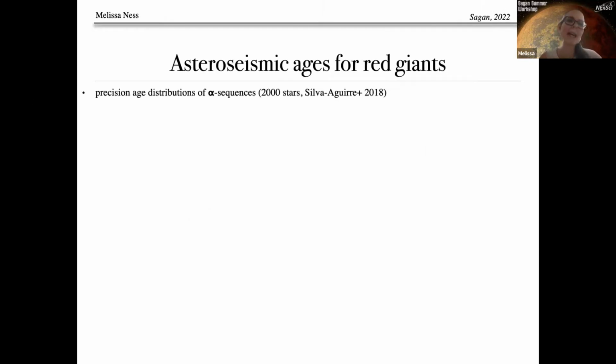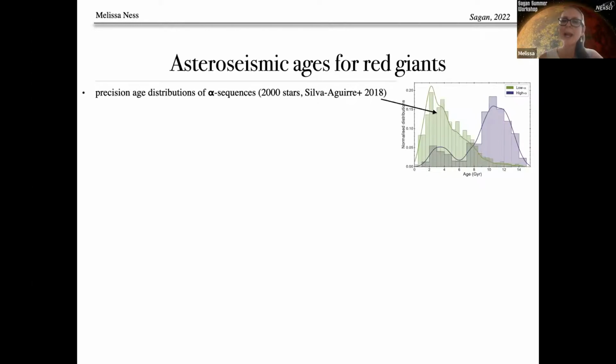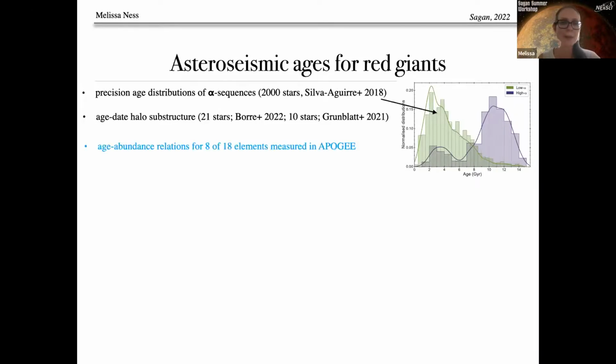Now, asteroseismic ages give us precise age distributions, for example, of the alpha sequences. This shows that for the high and low alpha sequences, which are traditionally thought of as old and young, it's been confirmed that in the high alpha sequence there is an interesting population of young stars, and in the low alpha sequence there is an interesting population of old stars. This has strong implications for either chemical enrichment or physical processes happening in stellar binaries. We can also age date halo structure using small samples of stars with these asteroseismic ages.